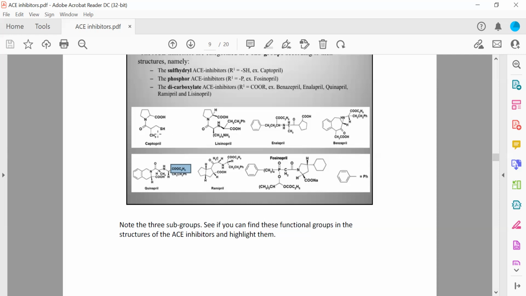Captopril is also not a prodrug. So it's only enalapril, benzopril, quinapril, ramipril, and lisinopril that contains the ester that gets converted to the carboxylic acid.